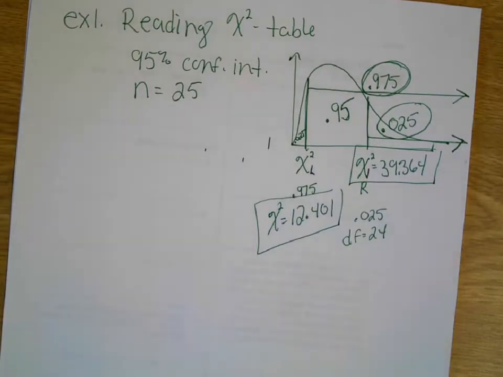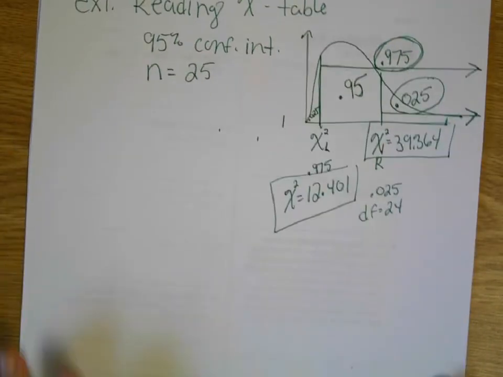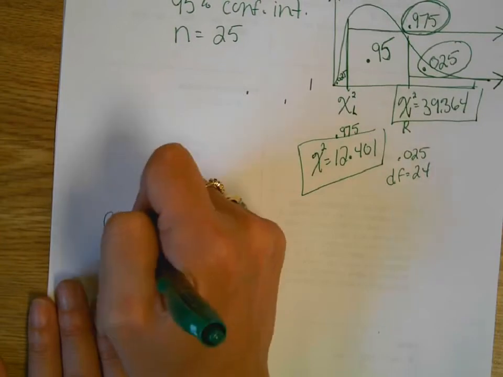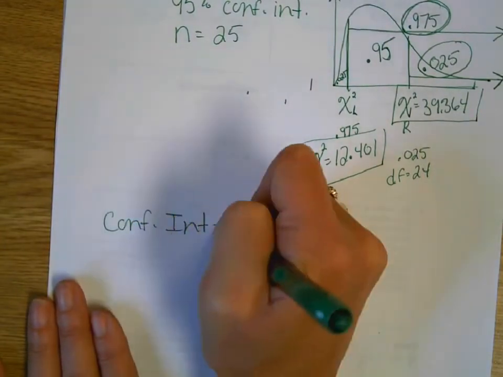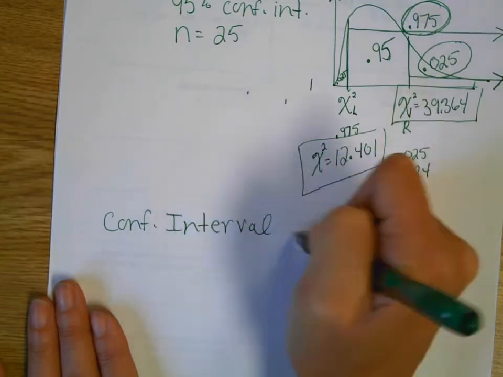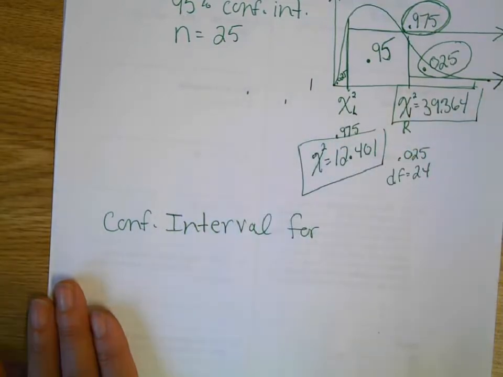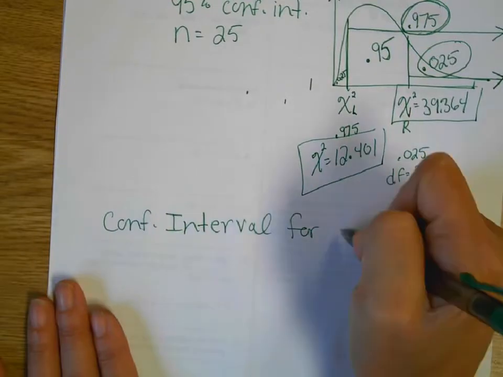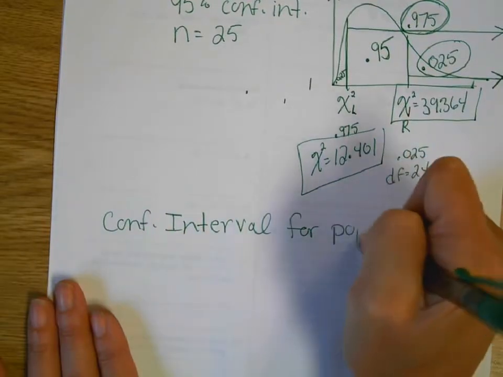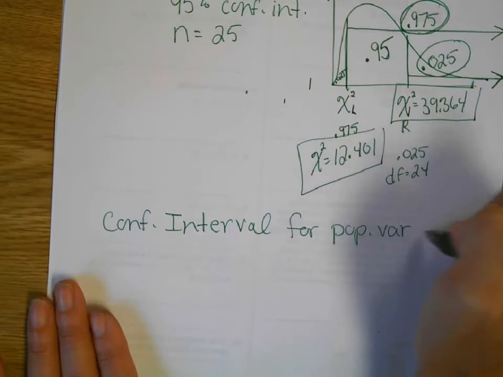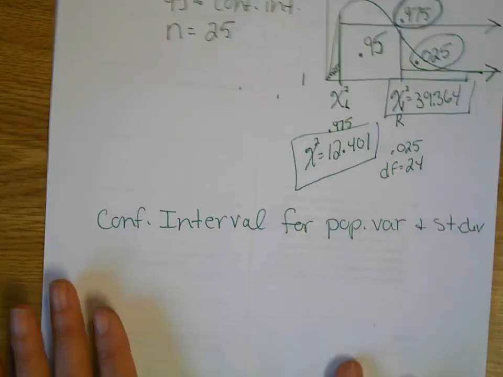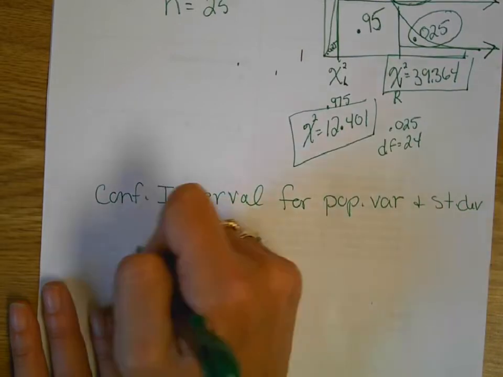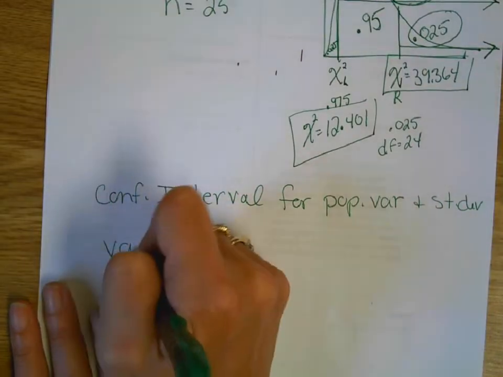Now, how do we find a confidence interval for variance and standard deviation? It's just a plug and chug formula. It's really not a three-step process. It's just a plug and chug formula.